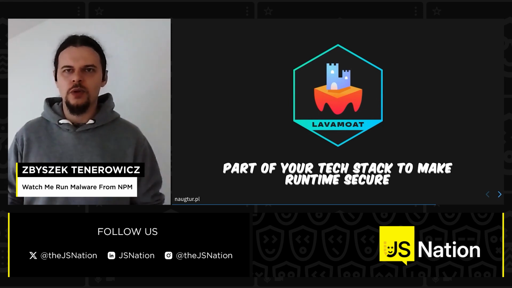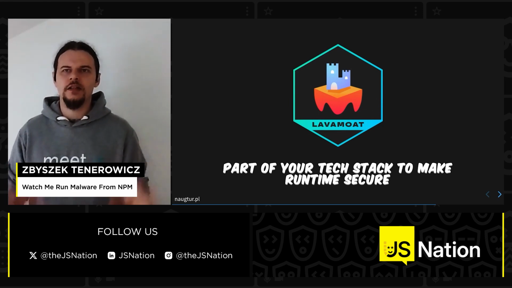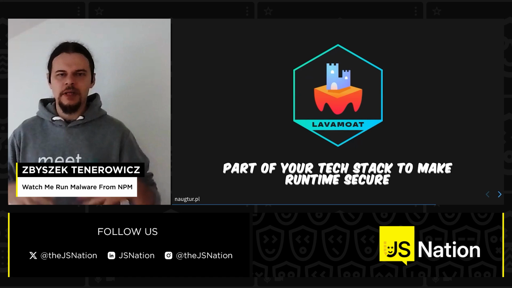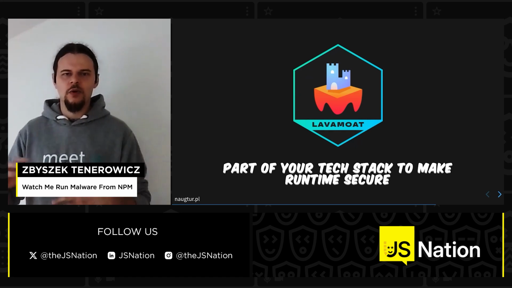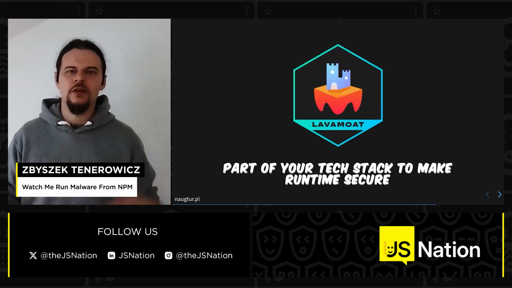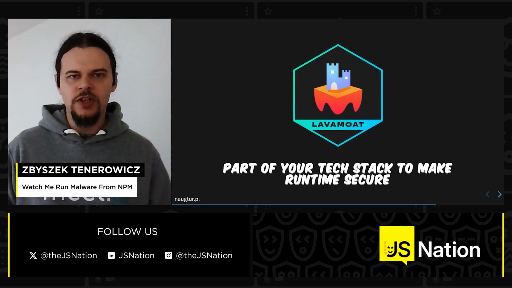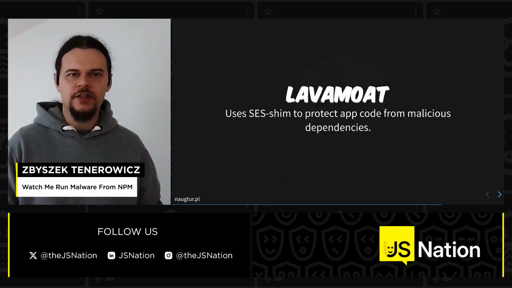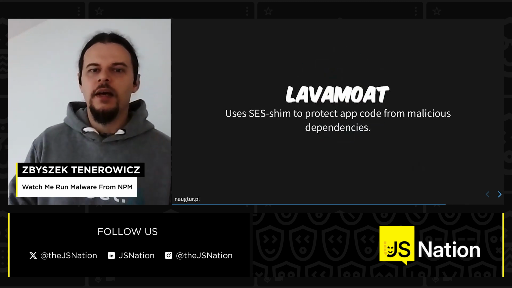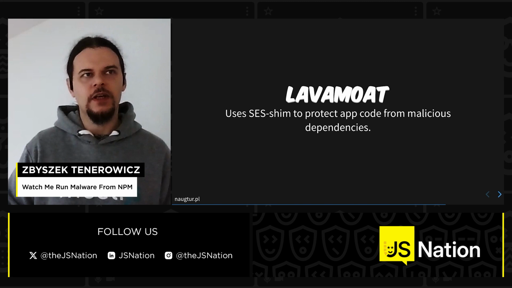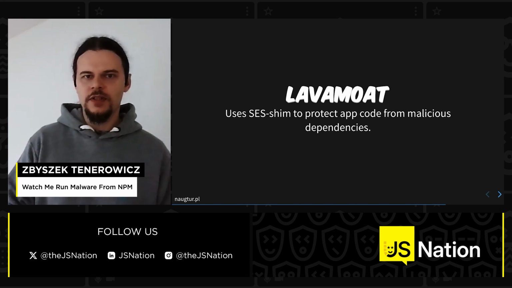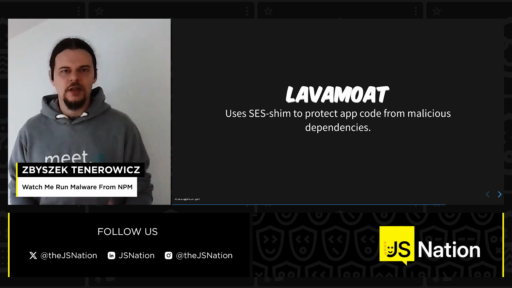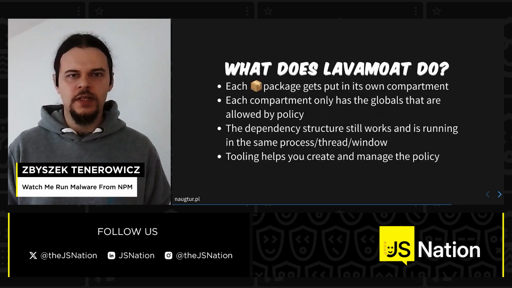So LavaMoat is the tool that I'm working on. It takes hardened JavaScript and applies it in your technology stack to make your runtime more secure from malicious packages. And we apply it specifically to your dependencies. So this is a supply chain security tool that works at runtime.